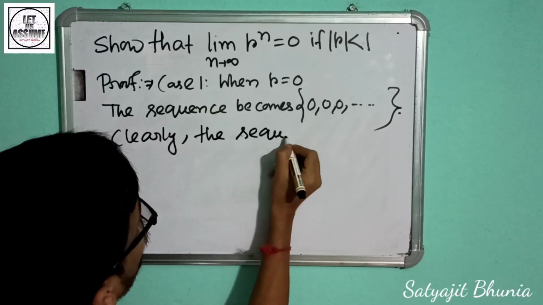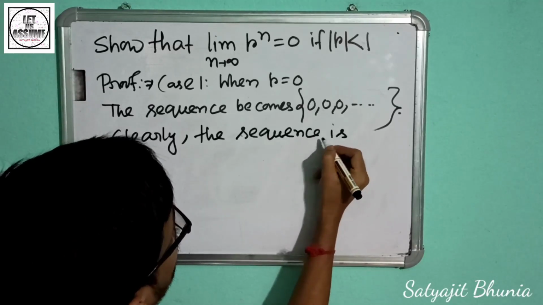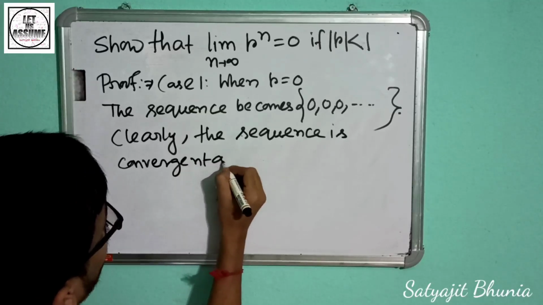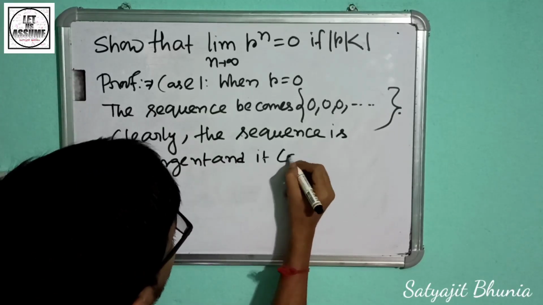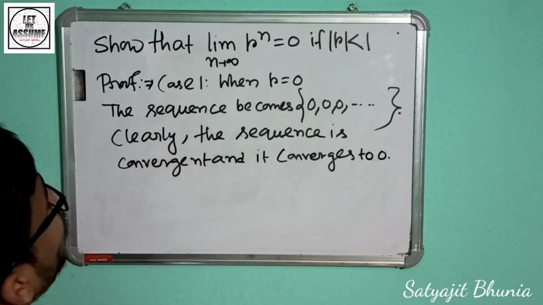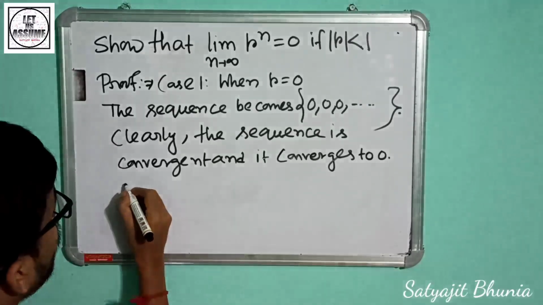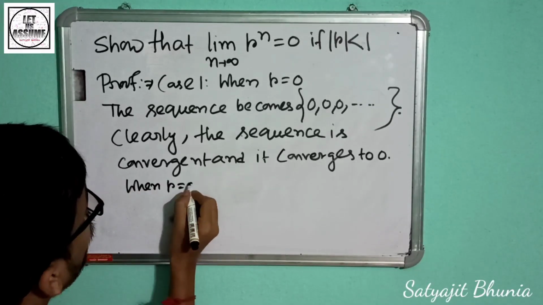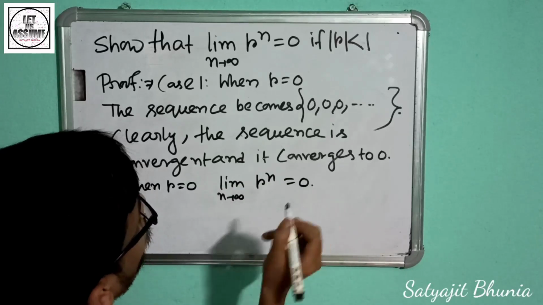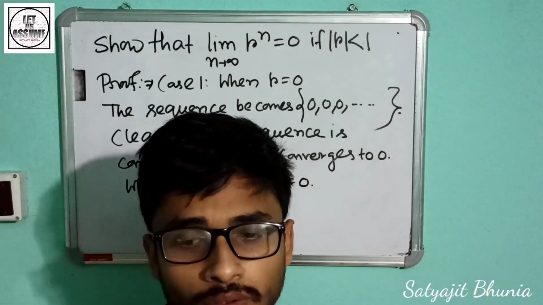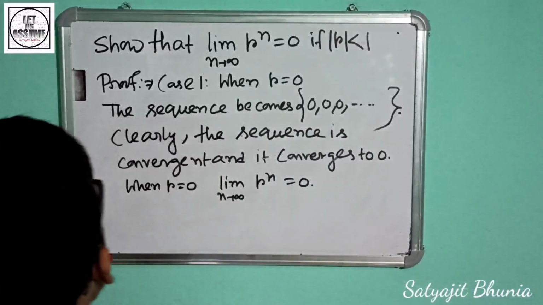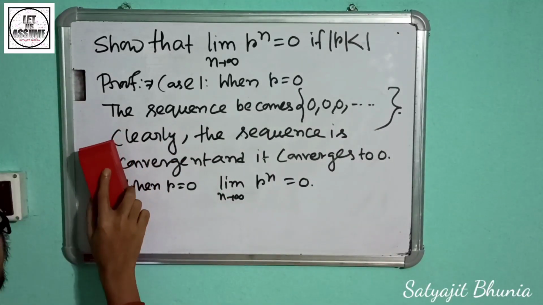Clearly the sequence is convergent and it converges to 0. Okay, so when r is equal to 0, limit n tends to infinity r to the power n is equal to 0. Okay, next, case 2.